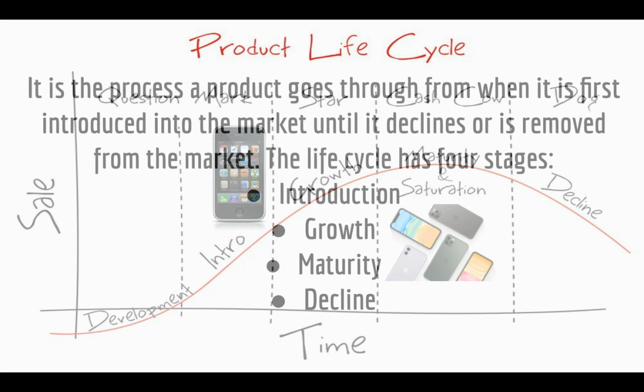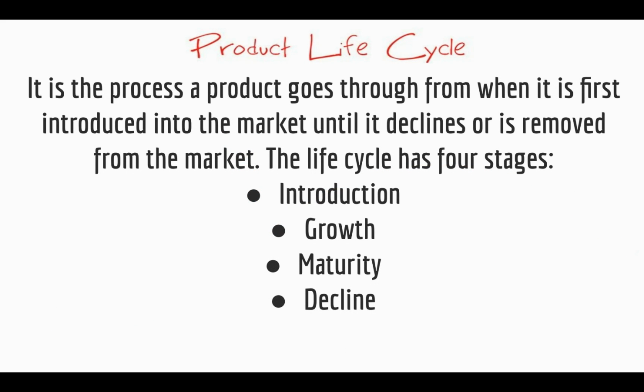So what exactly is this product life cycle? It's the process that a product goes through from when it's first introduced into the market until it declines or is removed from the market. Every product will go through this cycle. Some will go through it much faster than others. And it's not just the product, it's the industry that goes through the cycle, and the product is kind of a result of that. The four stages that we have are introduction, which we talked about with the first iPhone in 2007, growth, maturity, and then ultimately decline.